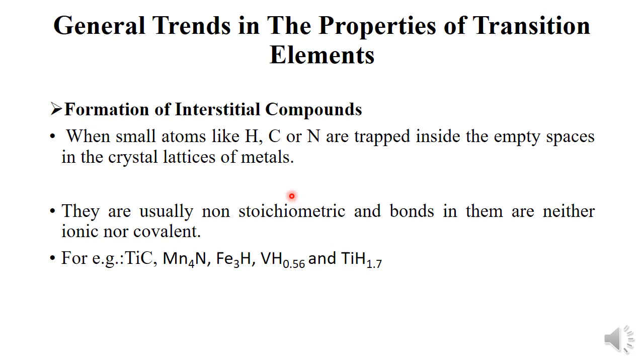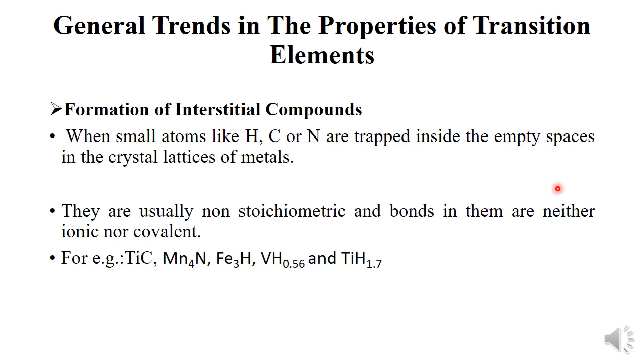So next property is the formation of interstitial compounds. Transition metals form a number of interstitial compounds, that is, when small atoms like hydrogen, carbon or nitrogen are trapped inside the empty spaces in the crystal lattices of the metals, then they form the interstitial compounds. These empty spaces are known as the interstitial spaces.